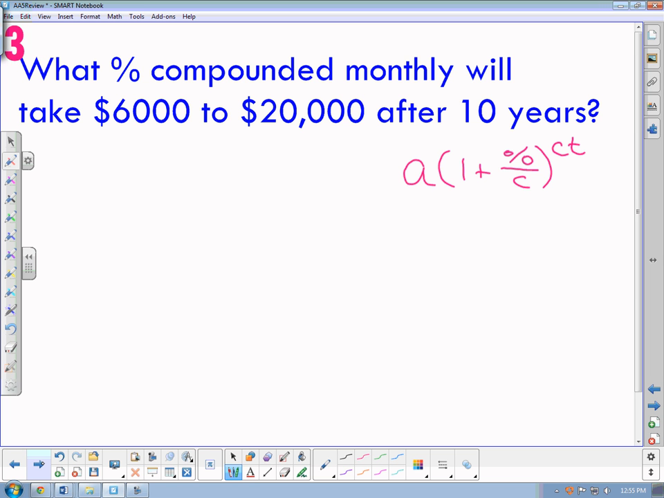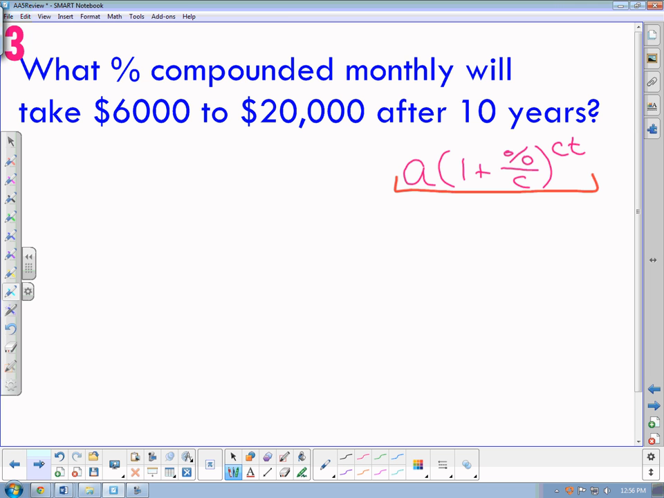Now then, some story problems that you'll get. These formulas you should know, but they will be on your test. And you'll just have to figure out which one it is that you need to use. I'm not going to put the right formula with the problem. They're all just going to be listed at the top of the test. So this one says what percent compounded monthly will take $6,000 to $20,000 after 10 years.